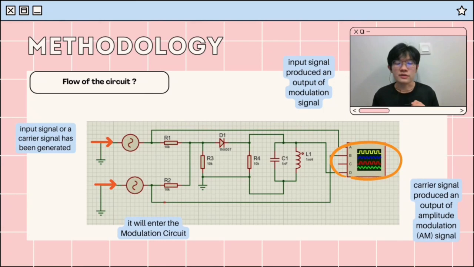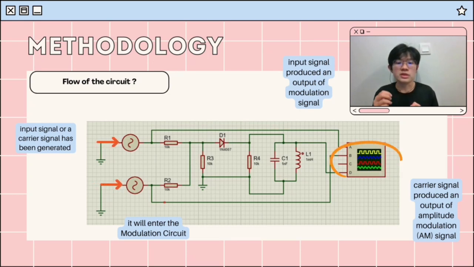For the flow of the circuit, as the image shown in the slide, the circuit diagram is simulating a modulated signal which acts as an output of a modulation circuit. This circuit diagram is drawn and simulated by the Proteus app and consists of 2 AC supplies, 4 resistors with a resistance of 10 kilo ohm, a diode of model 1N4007, a capacitor of 1 nanofarad, an inductor of 1 microhenry, and an oscilloscope.